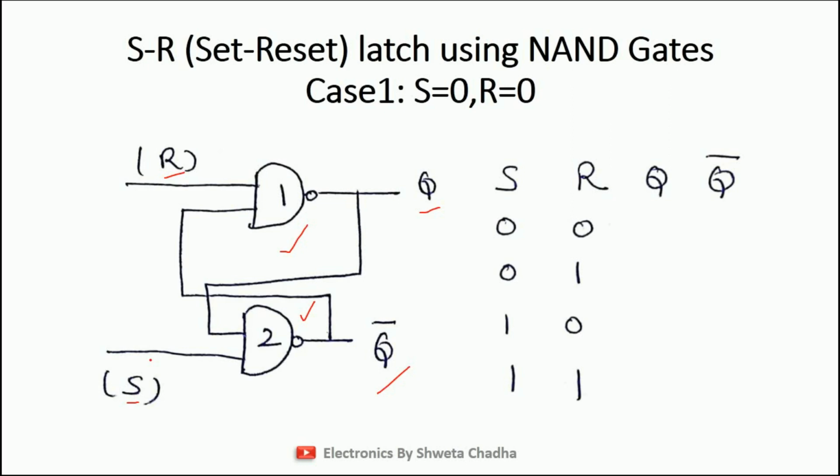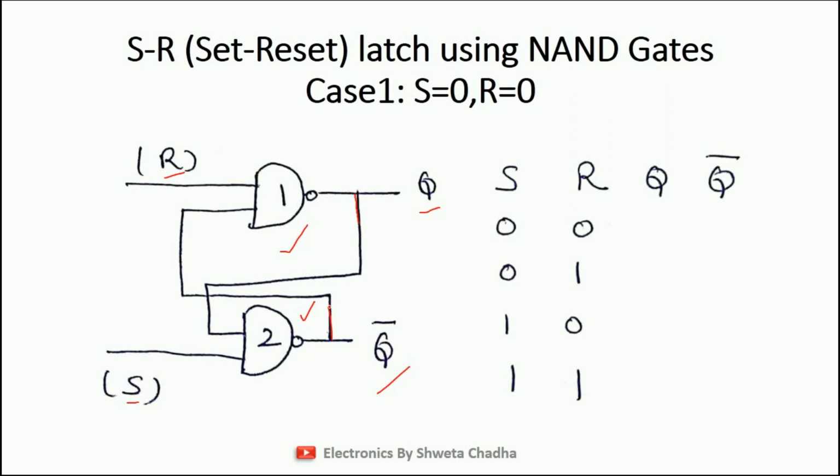For the past output, the feedback arrangement has been connected over here. So what is the feedback arrangement? You can see Q has been given as input to gate number 2, whereas Q bar has been given as the input to gate number 1.